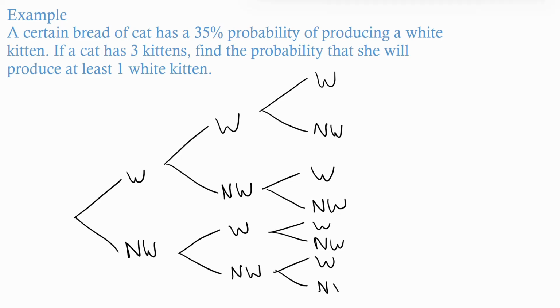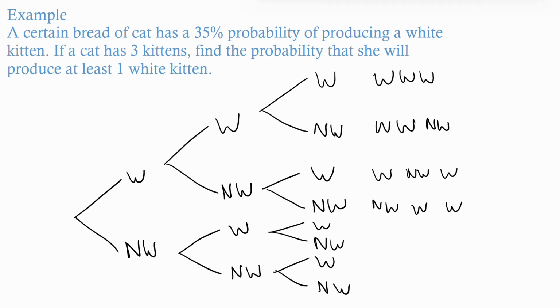Not white, okay? So if we were to find the probability that it produces at least one white kitten, we're essentially looking for any time a W shows up once. So W, W, W; W, W, N; W, N, W; W, N, N; and so on through the outcomes.